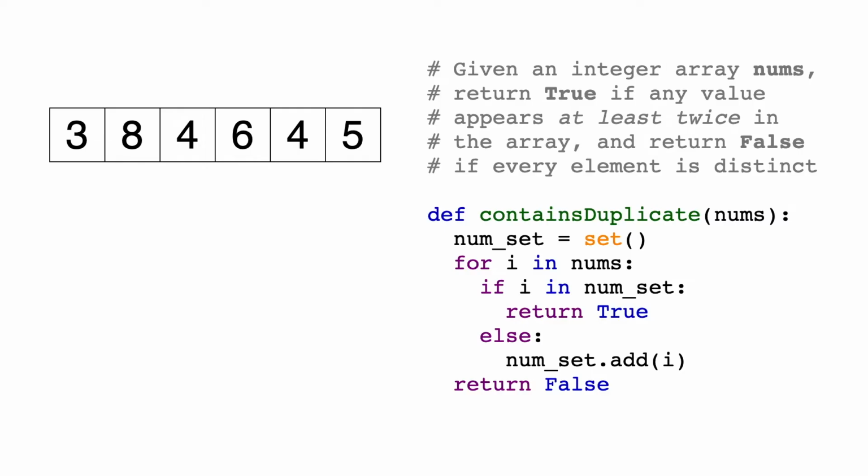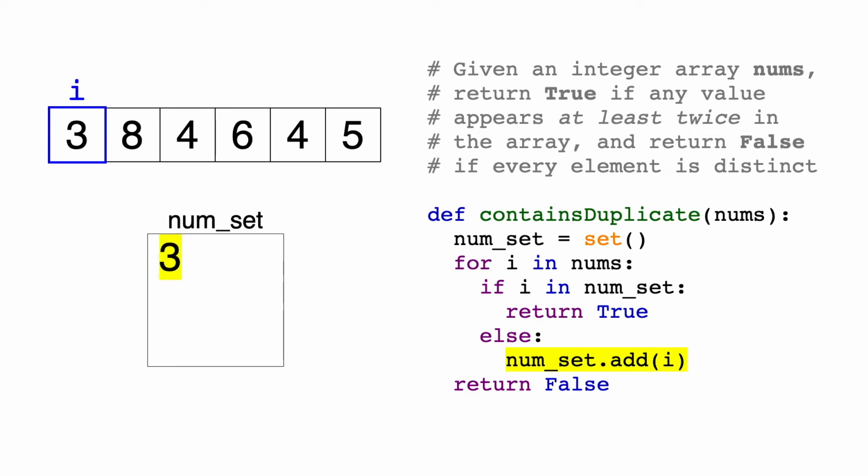Okay, now let's look at the Python code to see how we can implement this. Let's say that this array at the top is the input array, nums. The first thing we'll do is create our hash set, and I'll call it numset. Then we'll iterate through the array using the variable i, so i starts off as 3. Then we'll check if i is in the set. Right now the set is empty, so we'll jump to the else block and add 3 to the set.